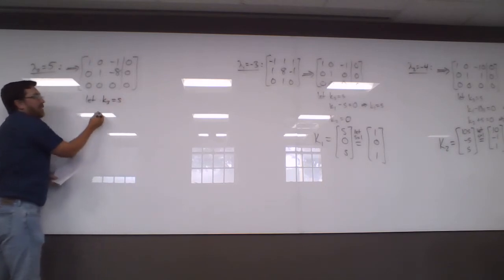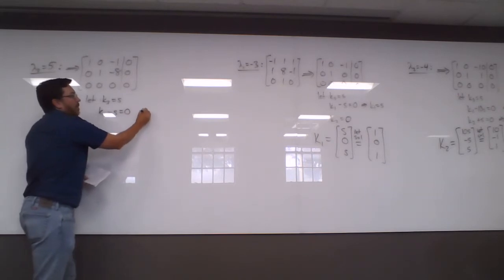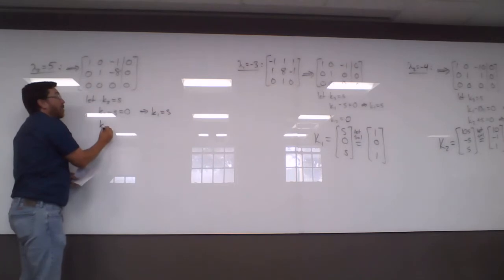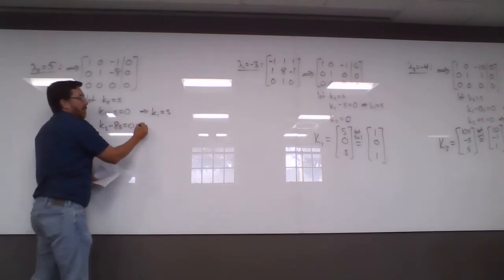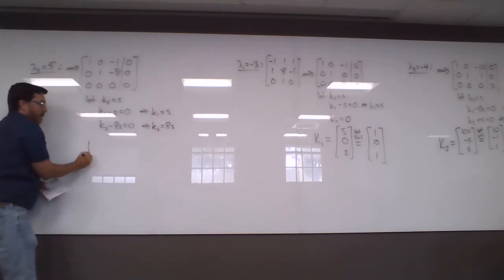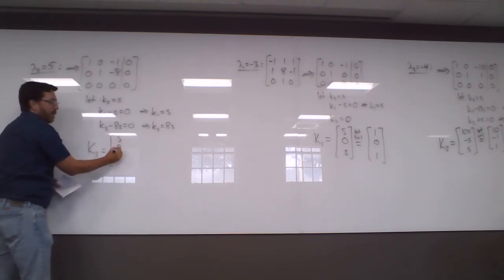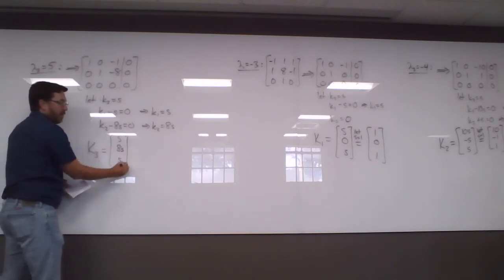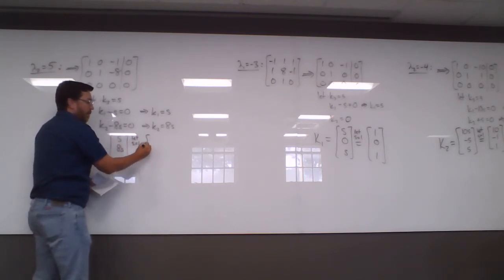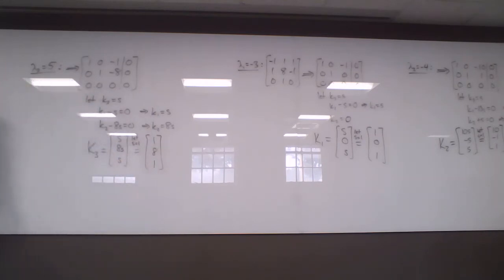K3 is S in this case, K1 minus S is 0, so K1 is S, K2 minus 8S is 0, so K2 is 8S. That makes my third eigenvector S, 8S, and S, or if S is 1, 1, 8, 1. Right, so a 3 by 3.